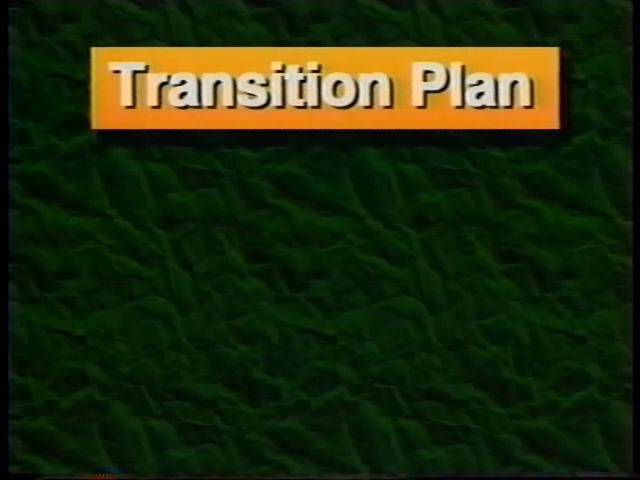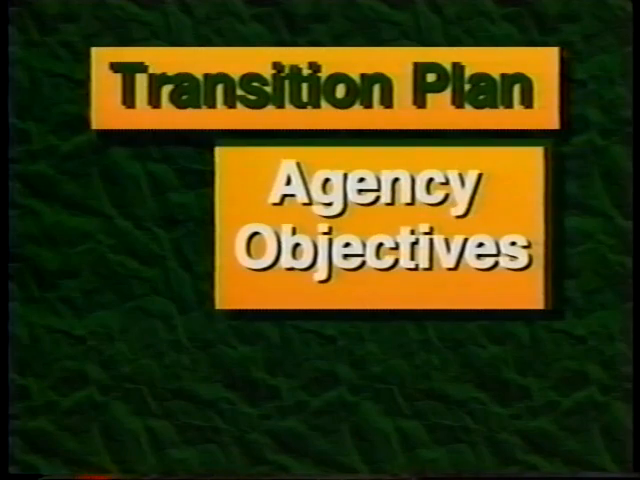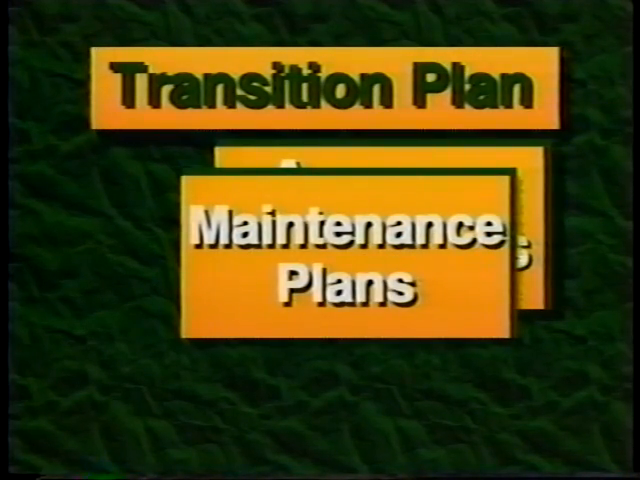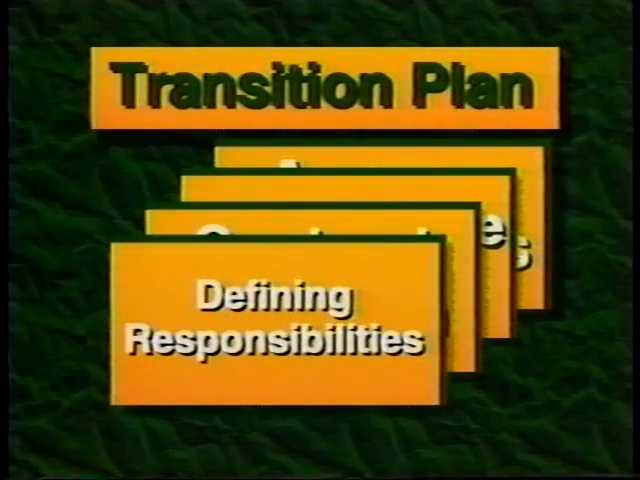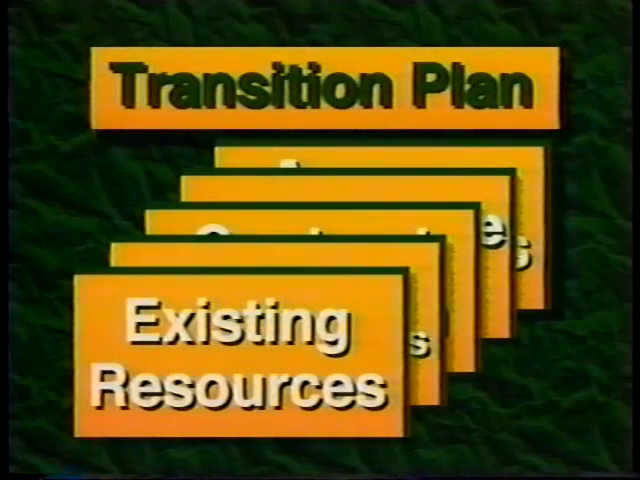The transition from maintenance performed by the agency to contract maintenance is a critical period. To ensure success, an agency should gather an experienced group together to prepare a detailed transition plan. A transition plan has five components: defining objectives, creating maintenance plans, determining the contract approach, defining responsibilities, and establishing a plan for existing resources.